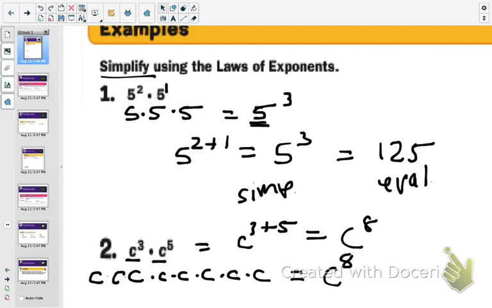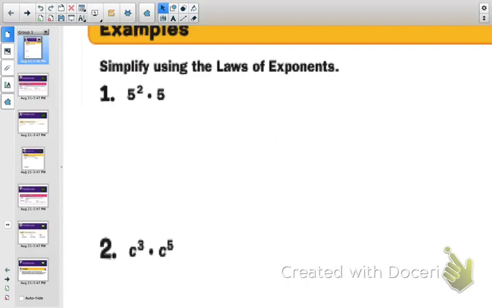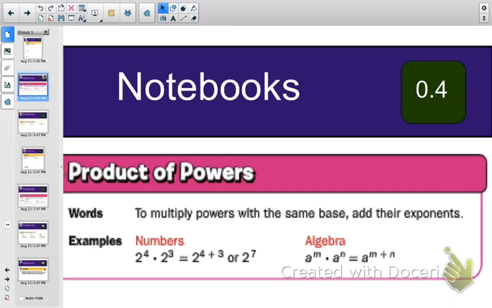Okay, so this brings us to our first exponent rule, which is this one right here. It's the product of powers. Product means you're multiplying. So to multiply powers with the same base, it's got to have the same base number, you just add their exponents. So again, 2 to the fourth times 2 to the third is just going to be 2 to the seventh, because you add 4 plus 3. Your base always stays the same. A to the m times a to the n, they have the same base of a, and you just add m plus n. Okay, so that's the rule.